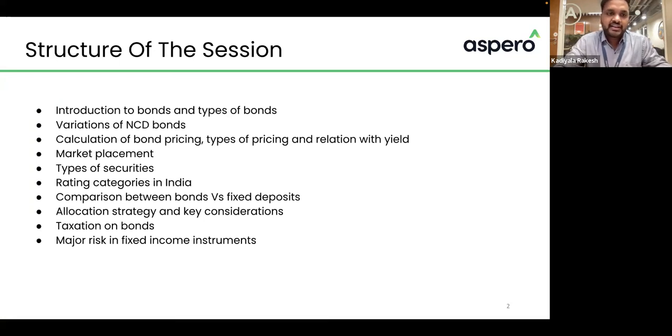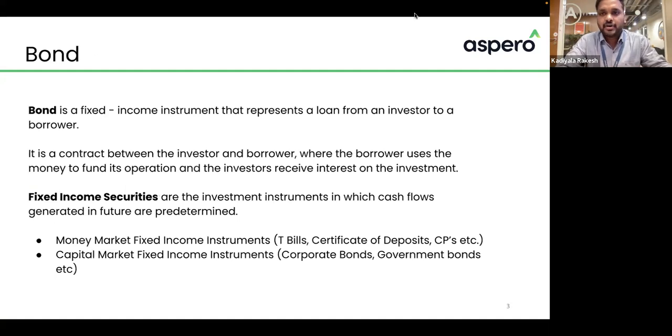Before that, I just want to tell you what exactly a bond is. A bond is a fixed income instrument that represents a loan from an investor to a borrower. It's just like a contract between an investor and a borrower, where the borrower uses the money to fund its operation and the investors receive the interest on the investment.